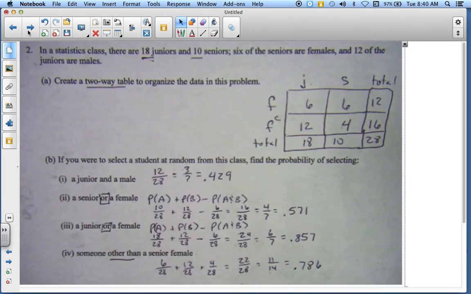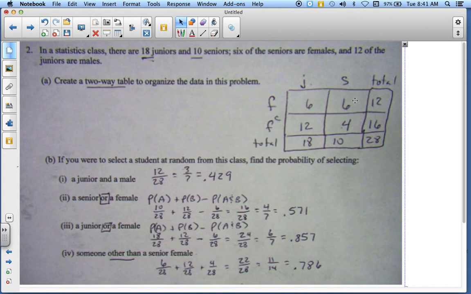Second question. In a statistics class, there are 18 juniors and 10 seniors. 6 of the seniors are females and 12 of the juniors are males. Here is your two-way table. Notice I have juniors, seniors, female, not female. You could actually put males here, it doesn't really matter. But notice 18 juniors, 10 seniors. Those are my totals. And then, of course, 6 of the seniors are female and 12 of the juniors are male. So it helps you build your two-way table.